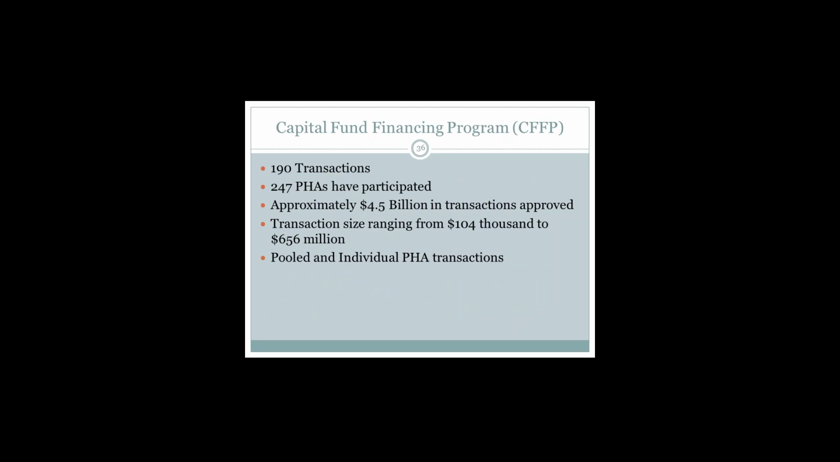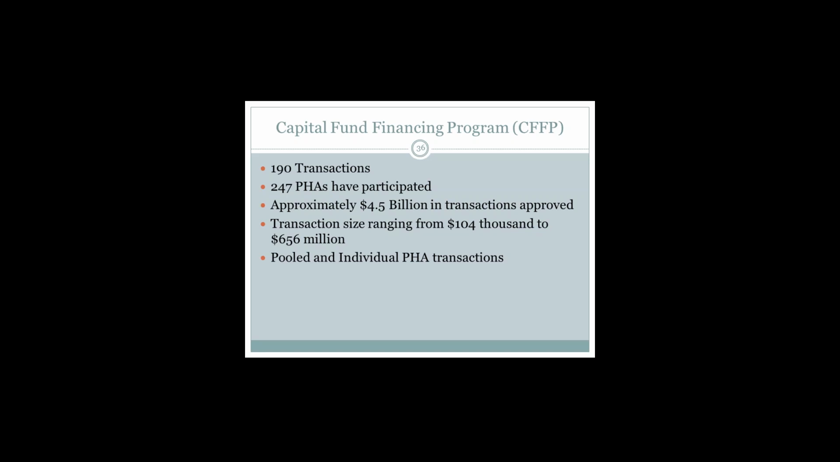247 PHAs have participated in the Capital Fund Program, and about $4.5 billion have been approved this way. The transaction sizes range from 104,000 to 656 million, and the department allows for either pooled or individual PHA transactions.